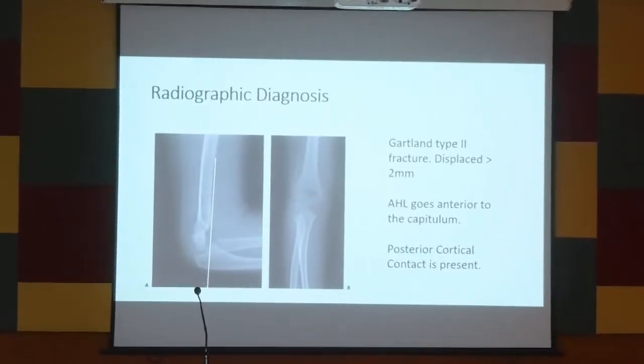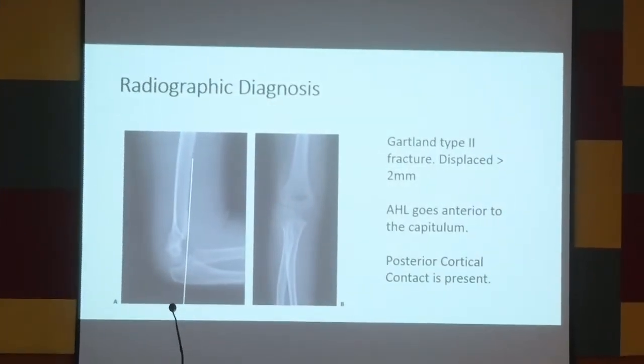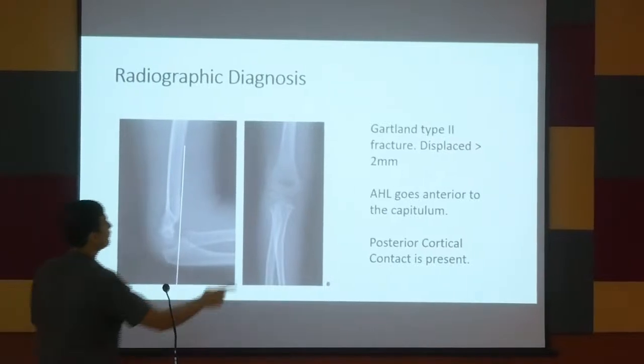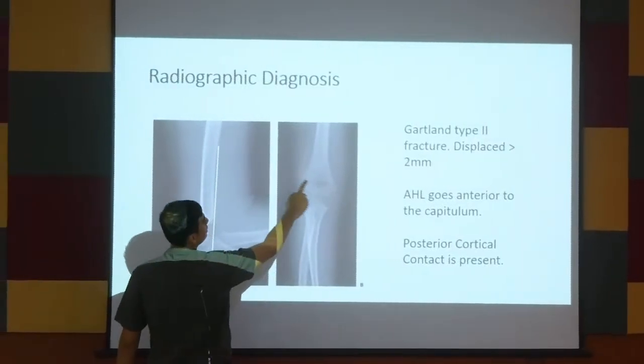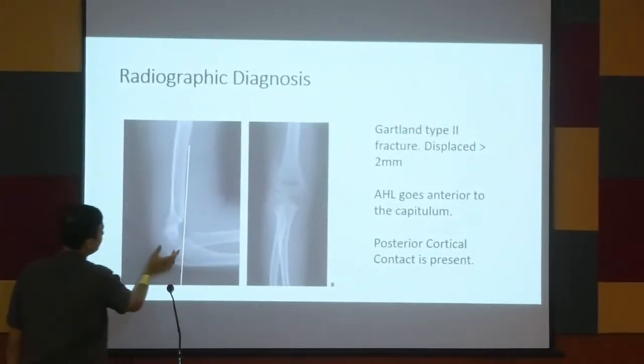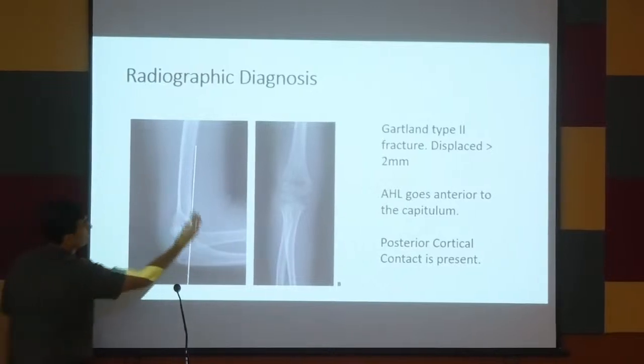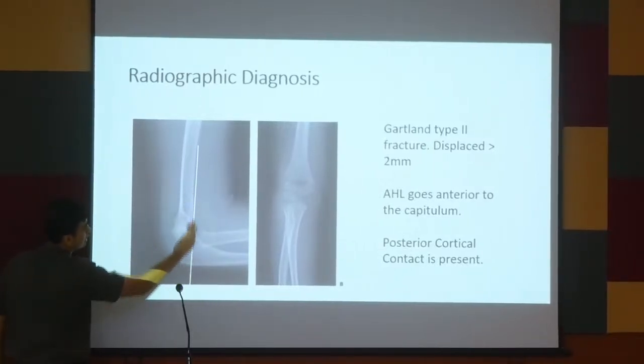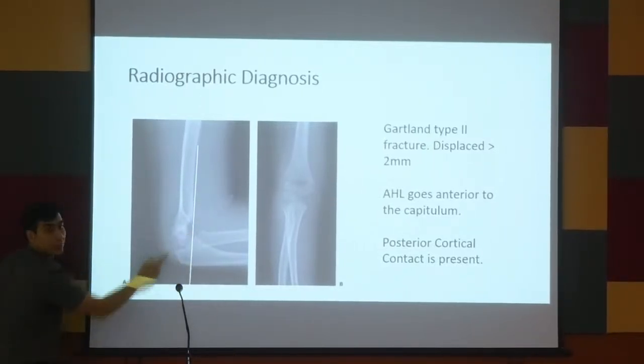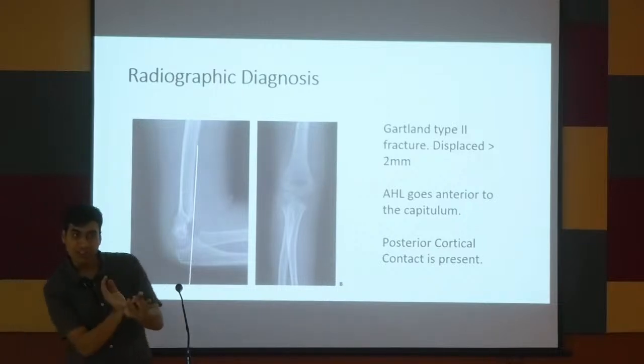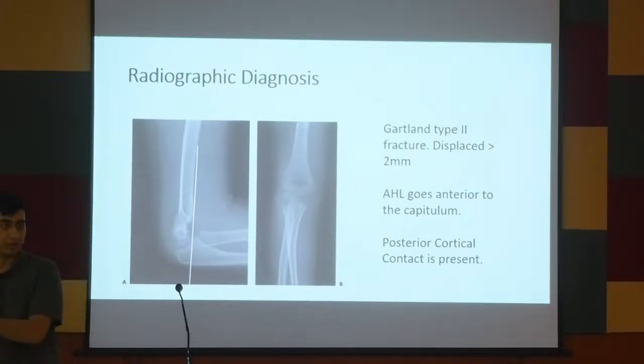Now type 2. If you see, as I said at that time, you can appreciate a fracture through here. Can you see the fracture? And can you see it is posteriorly displaced? See the anterior humeral line, they have nicely drawn, and this is the capitulum. So it is not going through. Posterior hinge. So it is displaced posteriorly. Okay, so this is how a type 2 looks like.